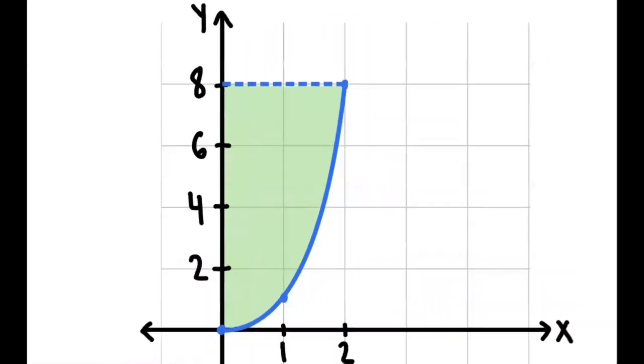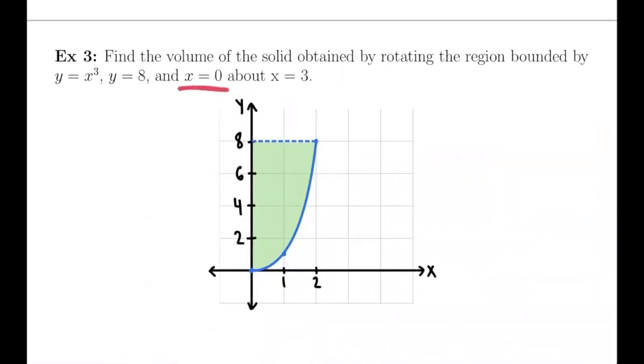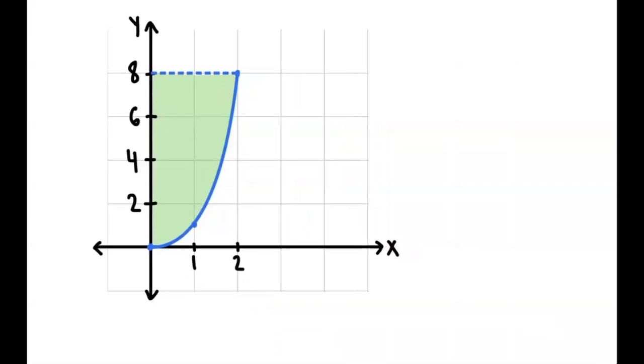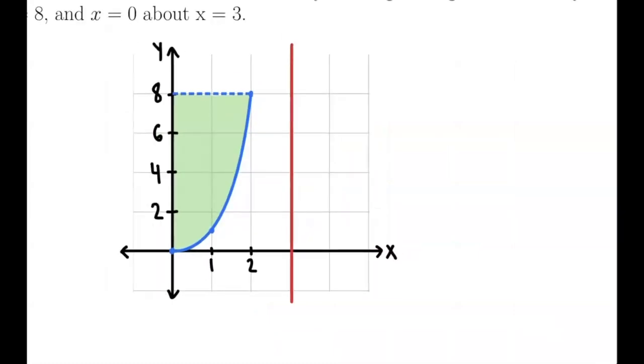It says x equals 0, which is the y-axis. So that's why it's this region here and not this region. And we're revolving this about x equals 3. So x equals 3 is just a vertical line going through 3.